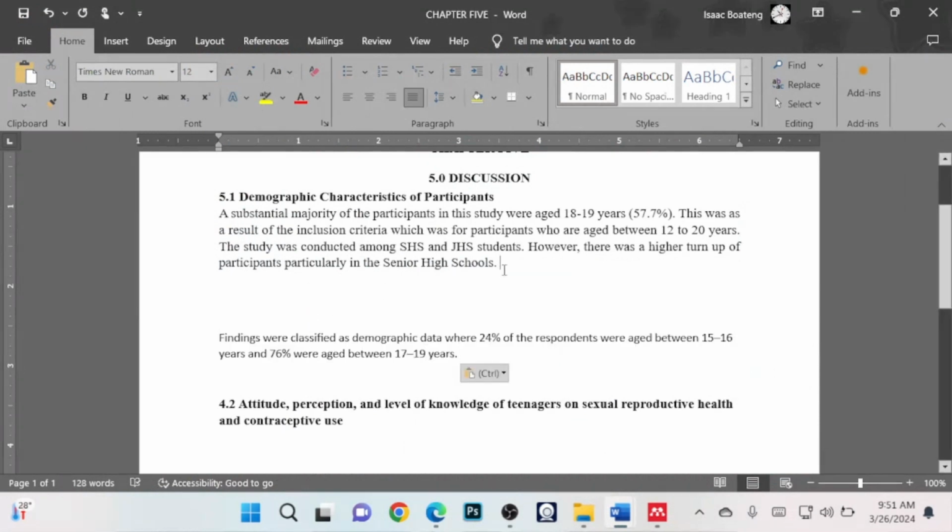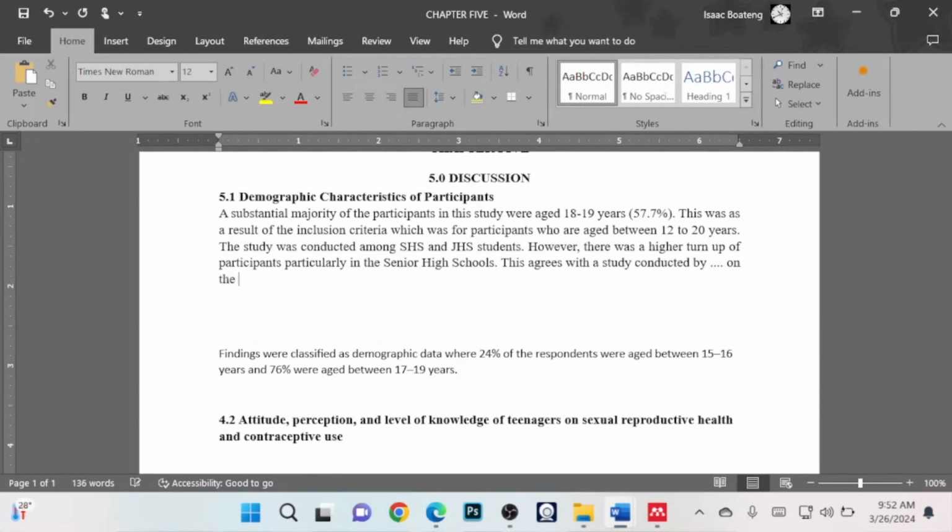Okay, so I can then say that this agrees with a study conducted by, I will leave a dash here and come back, conducted by this on the factors contributing to teenage pregnancy. Now I want you to observe very carefully: teenage pregnancy. Then I'll put a full stop.